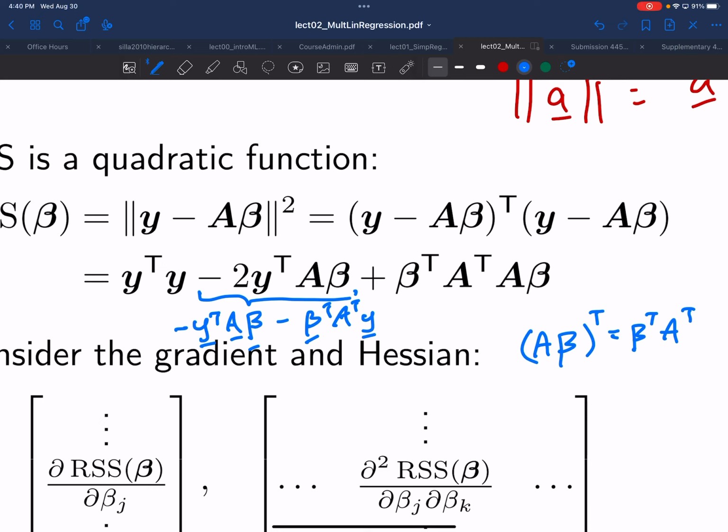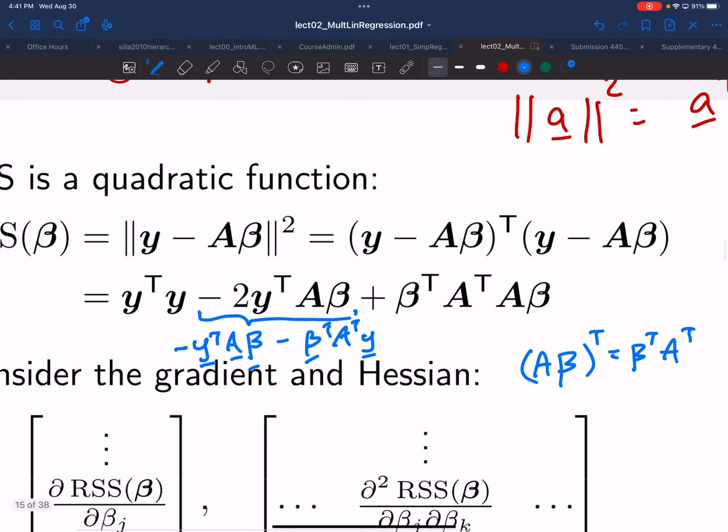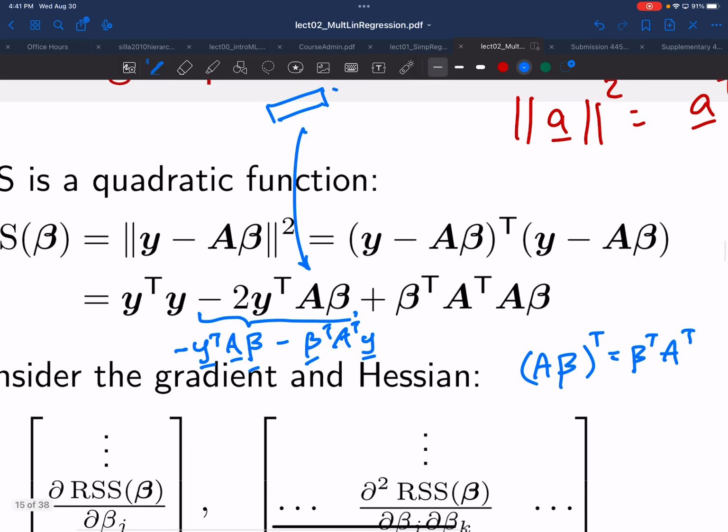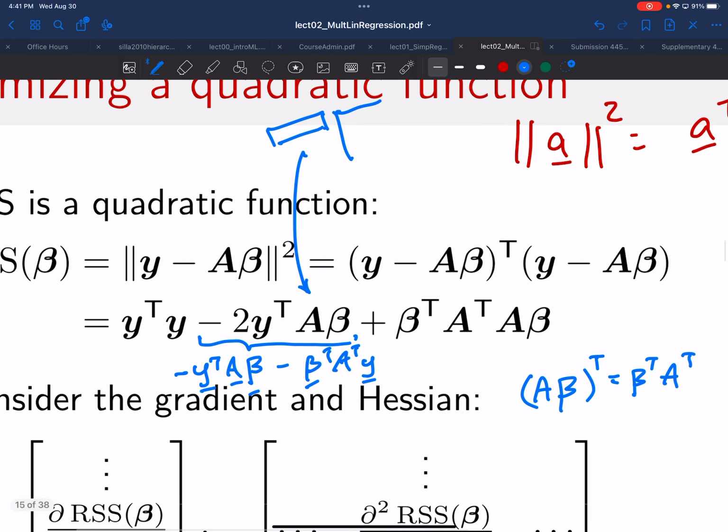But now there's actually something else. It might initially look like these are different things, but they're not. So let's see why. Everything here is a scalar, right? The norm is a scalar. This is a scalar. This is a scalar. This is a scalar. If we want to visualize these terms, I have Y transpose, which is a row vector. A is a matrix. Beta is a column vector. When you do those multiplications, it comes out as a scalar, right?